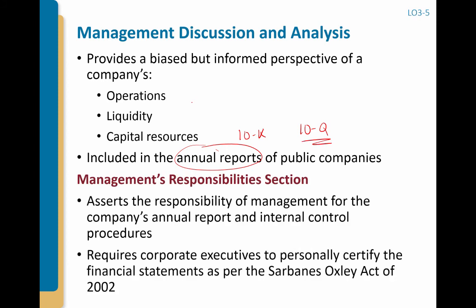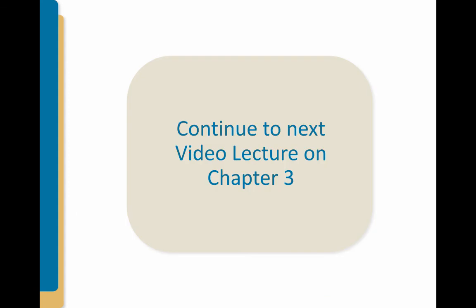And basically here, there's a management responsibility section, which tells us that management is responsible for the internal control procedures and what management's responsibilities are. This is also depicted in our audit opinion. And then Sarbanes-Oxley now requires the corporate executives, namely the CEO and the CFO, to personally certify the financial statements, and they also have to certify that internal controls are in place and that they are effective.